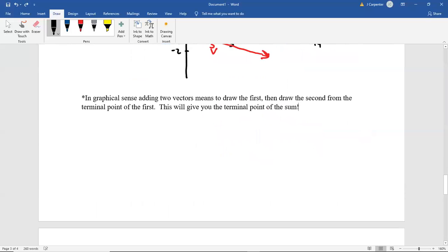Unit vectors. Wait, you already talked about unit vectors. Unit vectors in any direction. I want to actually underline this. There we go. Unit vectors in any direction.